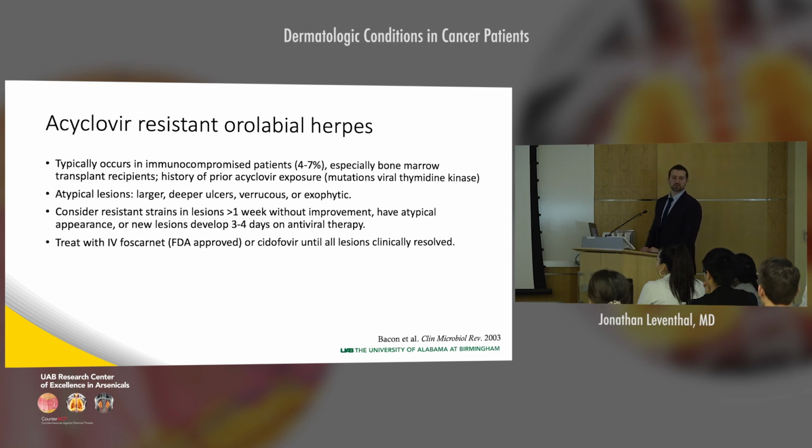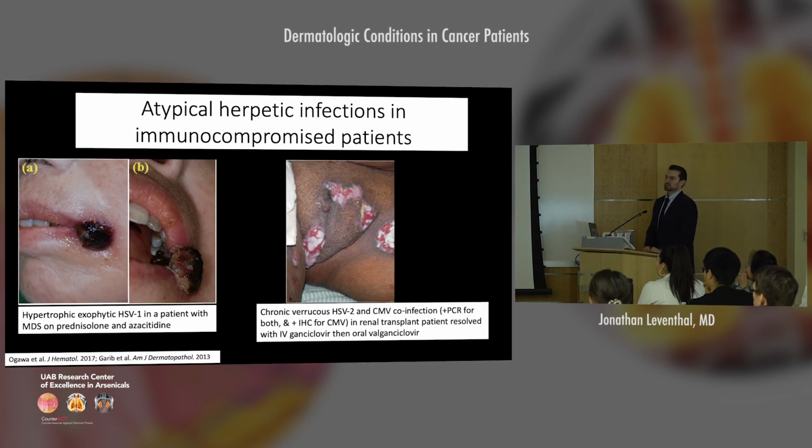They're larger, they're verrucous, they're exophytic, they're not responding to treatment. And the treatment of choice is intravenous foscarnet. Cidofovir is another option. It's not always readily available and more expensive. And if you look through the literature, you'll see reports of patients with atypical herpetic infections and they're immunocompromised.